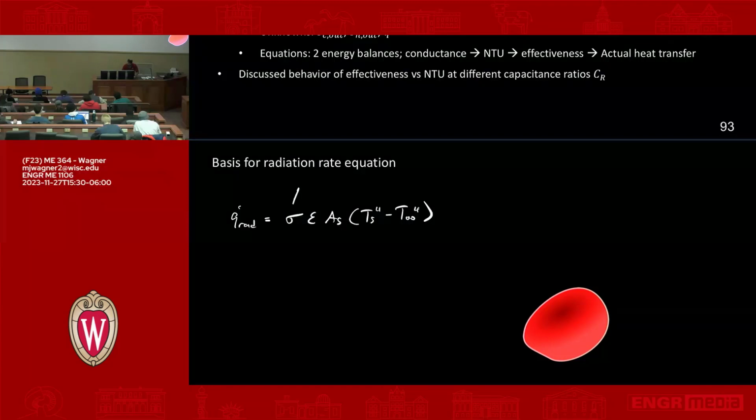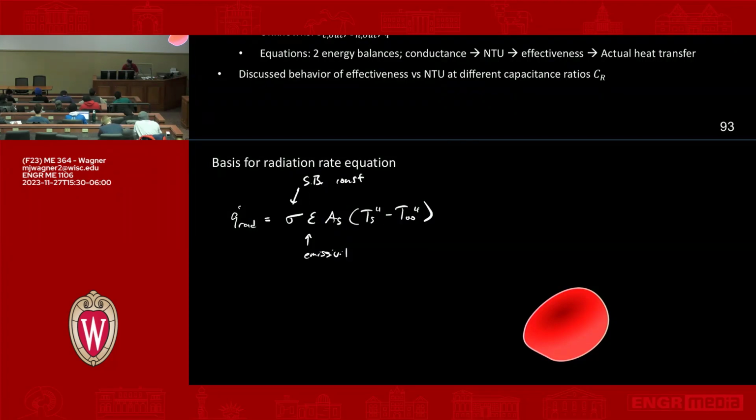Where this sigma is the Stefan-Boltzmann constant. Epsilon is the emissivity of the surface. A_S is the surface area, like the exposed surface that's emitting. And then this is the surface temperature, and this is the surroundings temperature. All right, so this is our rate equation for radiation.